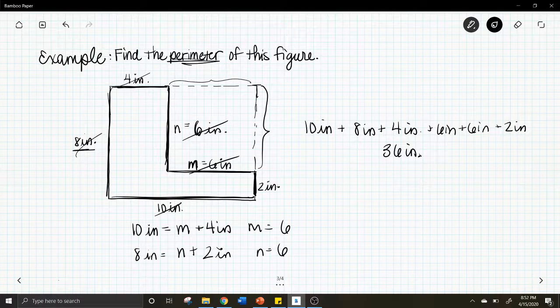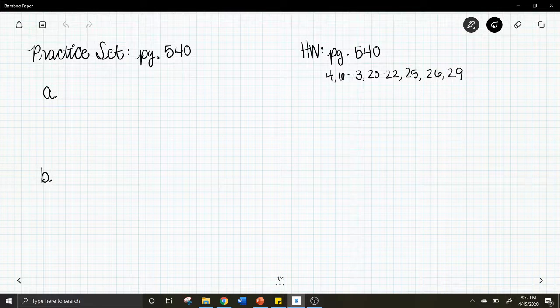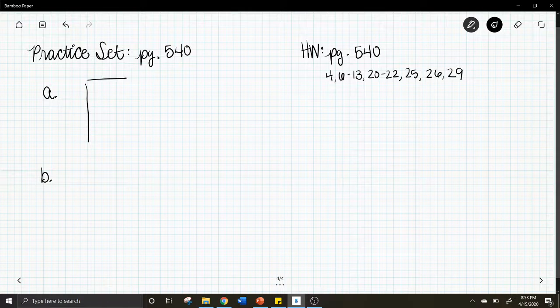All right, so now is some time to practice. So look at your practice set on page 540. So turn the page and get there, and you'll see your shapes there. And some of the sides, they're not even labeled, so it's going to be a little tricky. You got to make sure you find those missing lengths and then find your perimeter. Okay, so while you work on that, I'll kind of just draw out those shapes a little unstructured.